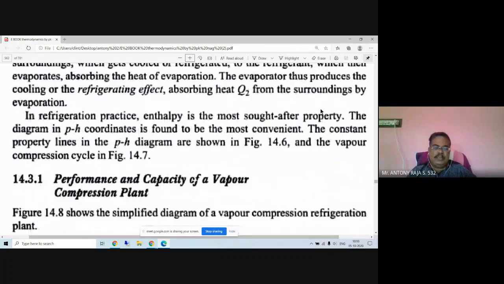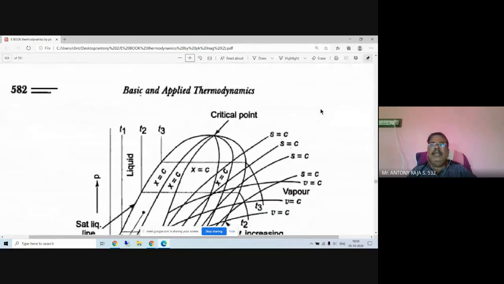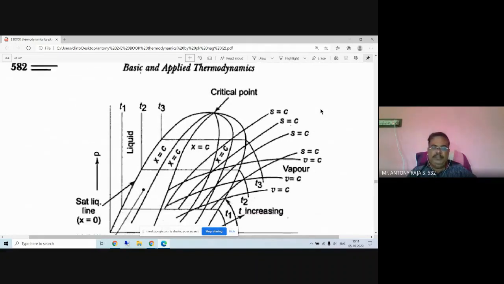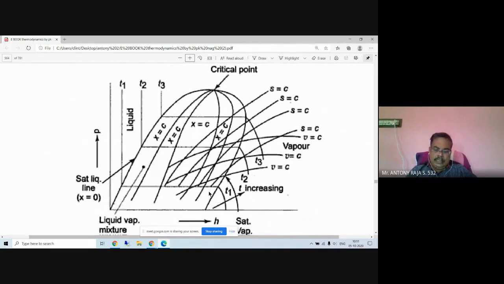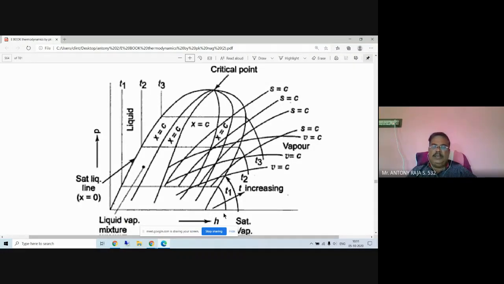I already explained to you what is refrigerating effect. That means refrigerating effect is equal to heat absorbed by the refrigerant from the surrounding medium. Okay. Here, these are the points given in the pH chart, pressure enthalpy chart. pH chart is pressure enthalpy chart, like the steam table chart, Mollier chart. Pressure enthalpy chart is there. Okay. So what is this pressure enthalpy chart?